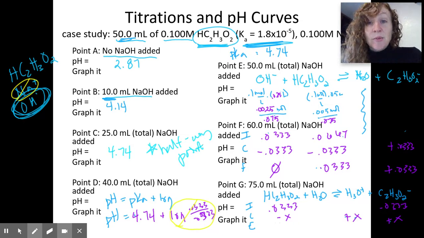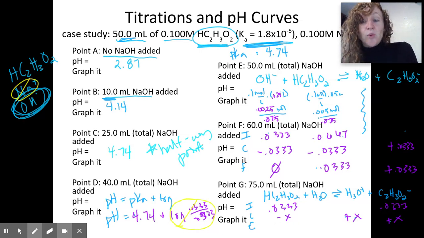So this is an important point. It is referred to as a halfway point by the College Board. It will show up on your test like this. And it's a nice point because you really don't have to do math. If you recognize that you're at the halfway point, you don't have to do any of this math. You can just say, oh, I know what my pH is. It's my pKa. And that's it.